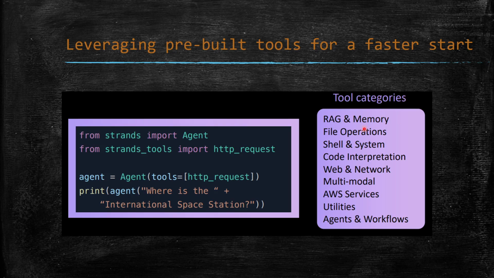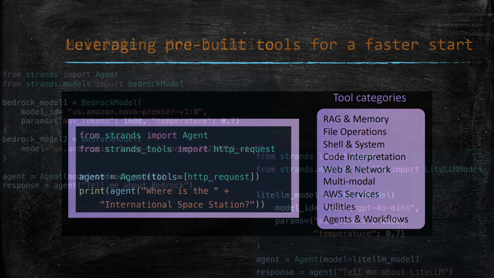These are the categories, very basically, as shown in the previous slide. You get memory, file operations, shell system, code interpretation, web and network, and multi-modal. This is one of the benefits: you can also use multi-modal strategies within this, which is in the next slide. AWS services are natively integrated to manage your cost, services, and security. Utilities, agent, and workflow. These are the pre-built tools that are available in the Strands SDK.